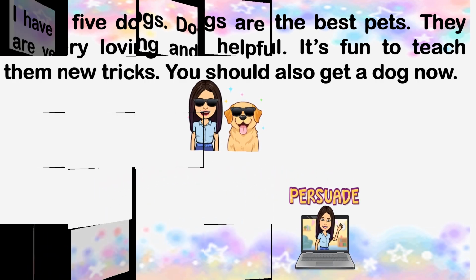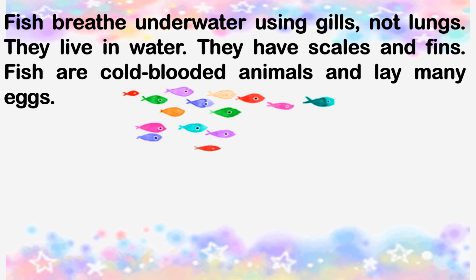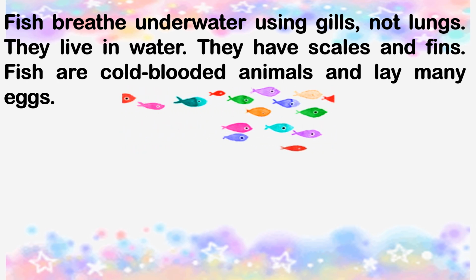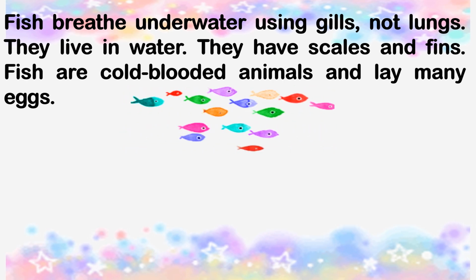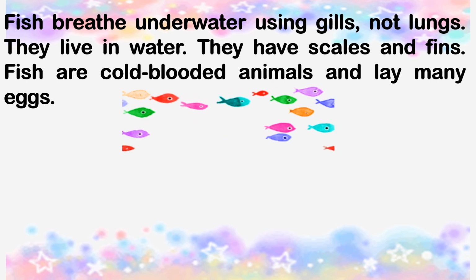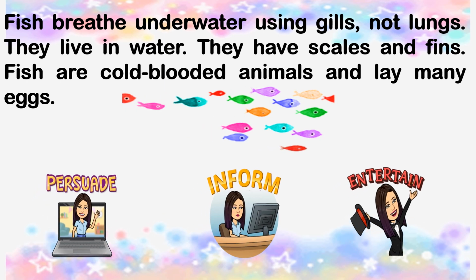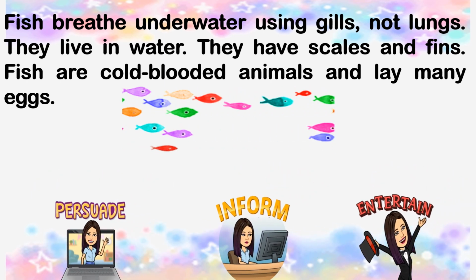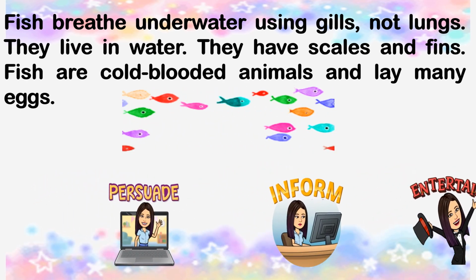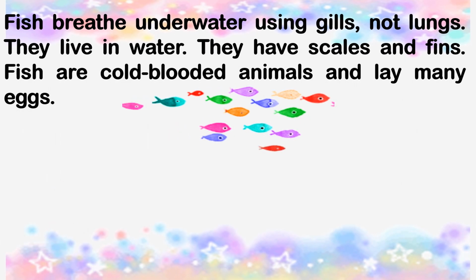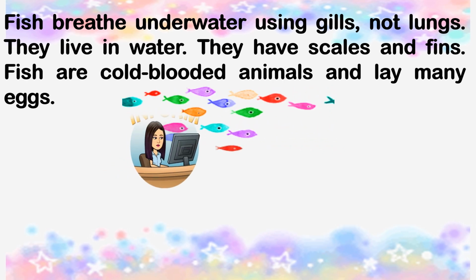Fish breathe underwater using gills, not lungs. They live in water. They have scales and fins. Fish are cold-blooded animals and lay many eggs. What is the purpose of the speaker? To persuade, to inform, or to entertain? The author's purpose in this passage is to inform.